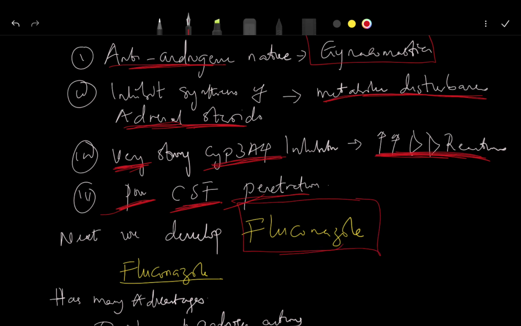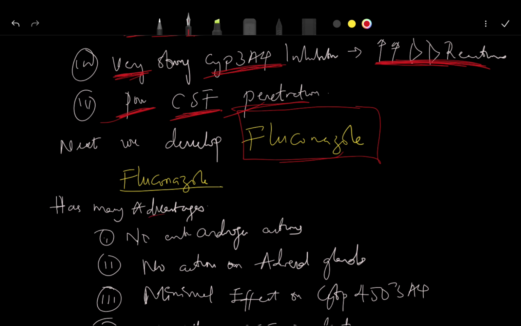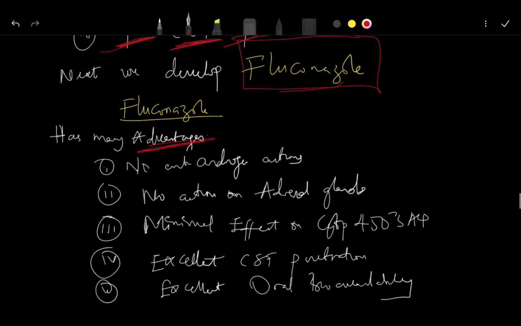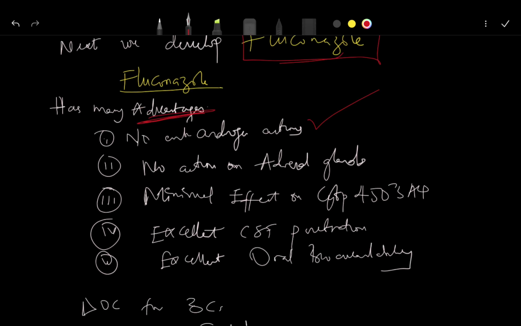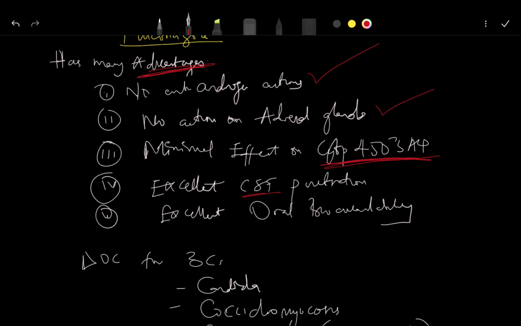Fluconazole has a lot of advantages. It does not have any anti-androgenic effect, meaning that it will not cause gynecomastia. It has no action on the adrenal gland. It has minimal cytochrome P450 inhibition. It has excellent CSF penetration, and we can give it orally also. It has good oral bioavailability.